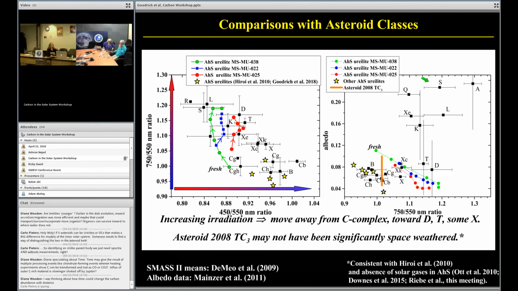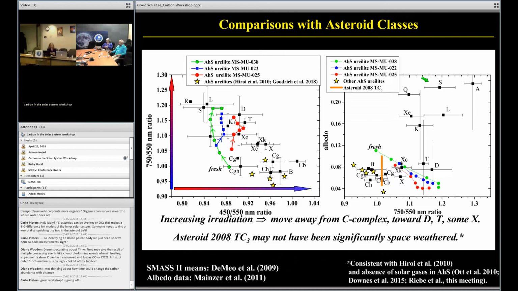So I don't necessarily think you need Ceres. You just need stuff, right? And so I think a lot of things in the asteroid belt can land on each other if they're small enough and Poynting-Robertson drag can do its thing. Yeah, that's a good point.